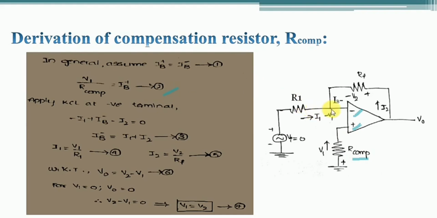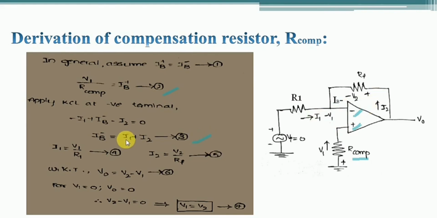Now simply apply the Kirchhoff current law at the node voltage V1. So what are the entering currents at the node voltage V1? Minus I1 and I2 are the node entering currents. So we can write minus I1 minus I2, and the leaving current is IB minus. So finally the IB minus value is I1 plus I2. Let us consider this as equation 3.